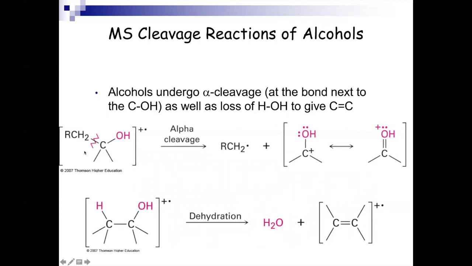The other thing that we very often see with alcohols is dehydration. And so in the mass spec, we will see loss of water, which is 18. And that's very common. So the ion that we're actually looking at becomes the alkene in this dehydration type reaction. But whenever we see loss of 18, that's going to indicate that we probably have an alcohol.